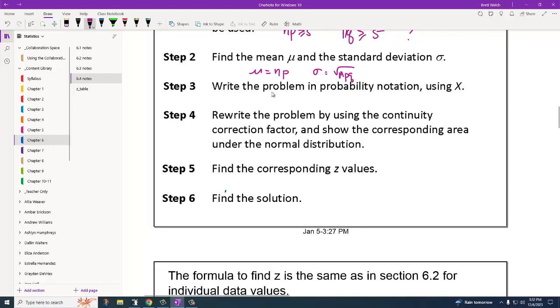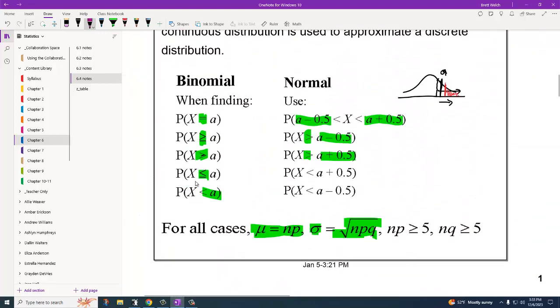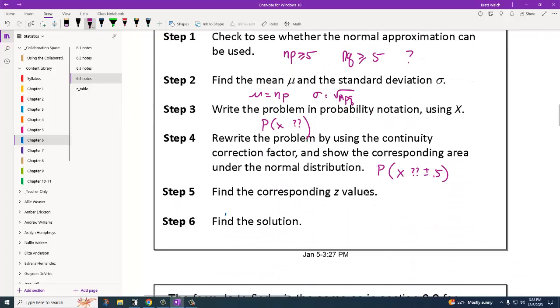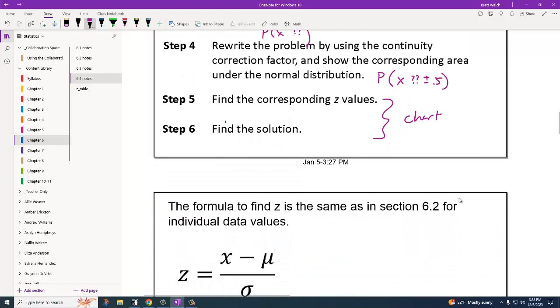We're then going to write the problem in probability notation. The probability of X, and then this, I'm not sure what will be here. It'll depend on the problem. Am I greater than? Am I less than? Am I equal to? That's where we'd fill that in. And then we would rewrite it with the x. There's a symbol here. And then we'd either add or subtract 0.5 for the continuity adjustment. Maybe I add it, maybe I subtract it. We use the sheet up above here to determine how we adjust for continuity. And then we find the corresponding z-values and we use the chart. This is all chart stuff that we would do for finding the probabilities for that set value.